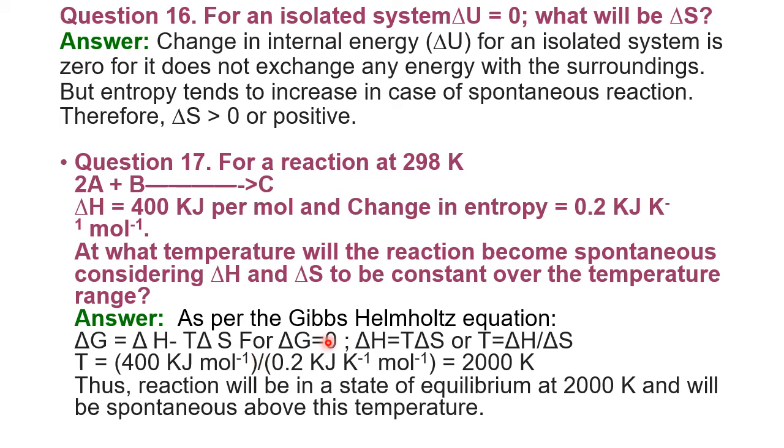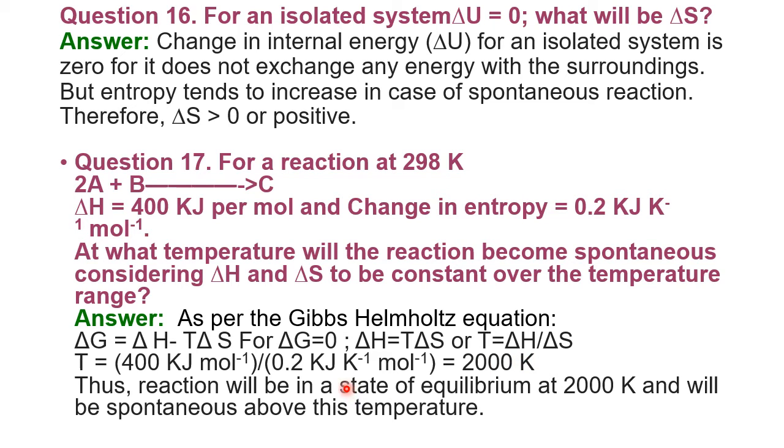So if you take delta G equal to 0, at that time what happens in this equation? This is 0. So when this is 0, delta H equal to what? T into delta S, because T into delta S should transfer to the other side. So that becomes delta H equal to T into delta S. Okay, or T equal to what? T equal to delta H by delta S. This is the rearrangement. So now we'll calculate the temperature. At what temperature is it? So temperature equal to what? Delta H by delta S.